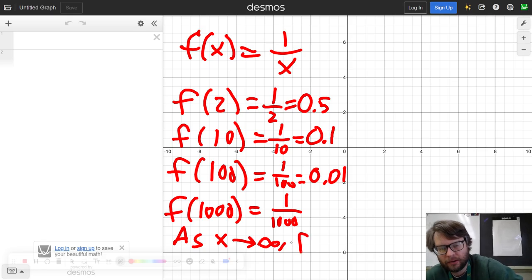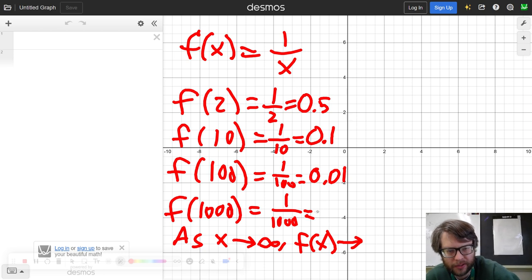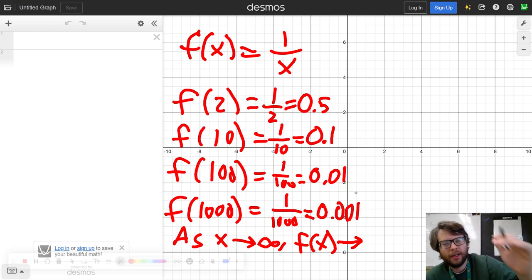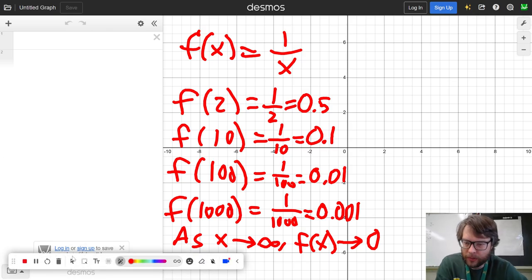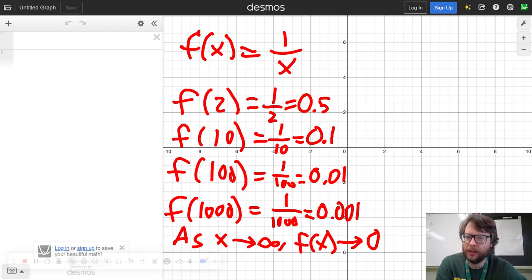So as I make x bigger and bigger and bigger, what happens to my y value? My y value gets smaller and smaller and smaller. Now, what is it getting closer and closer to? Well, it started in my examples at 0.5, then 0.1, then 0.01, then 0.001. As x gets bigger and bigger, my y's get closer and closer to 0. Are they ever going to reach 0? No, they don't actually reach 0. They just get very, very close to it.